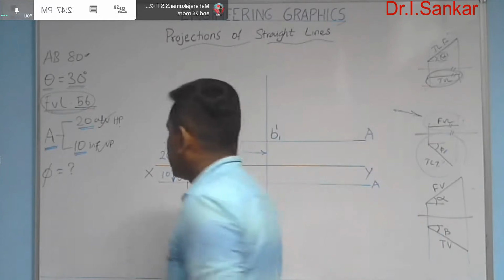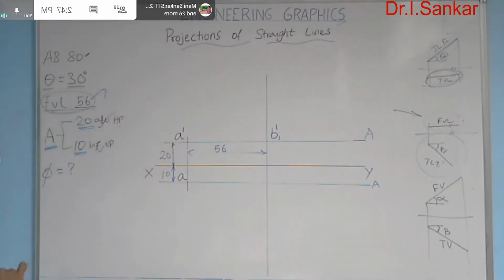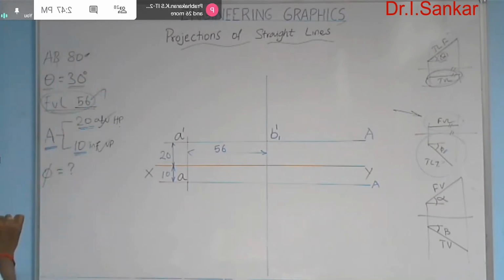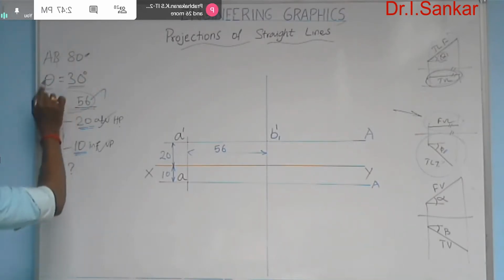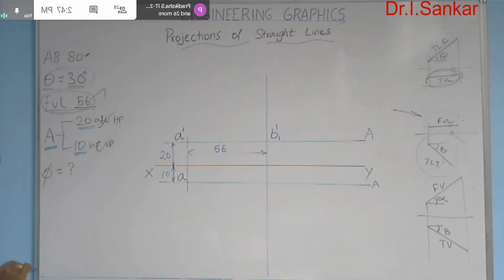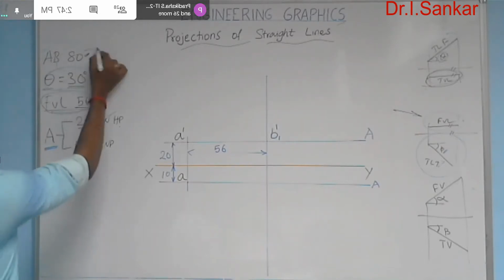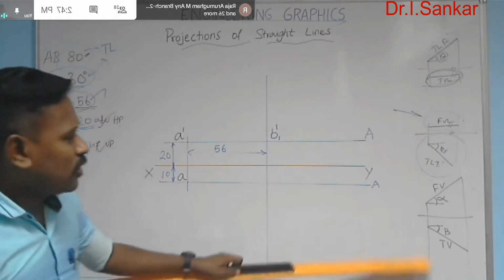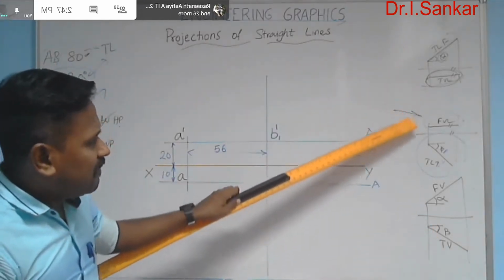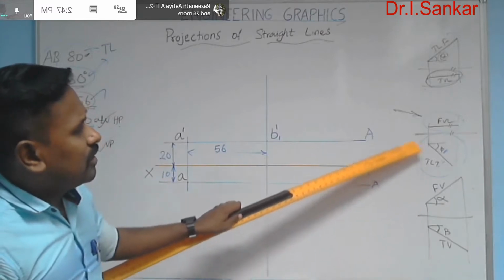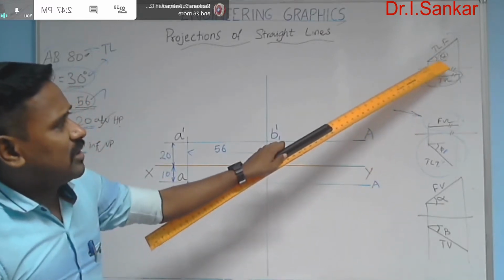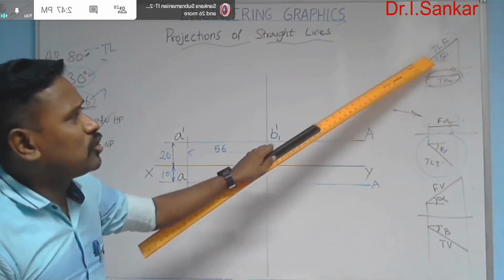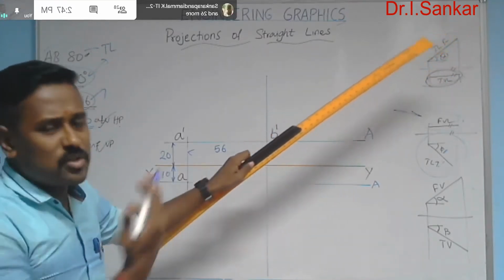Okay, and that data also I just used. The next data is AB 80, that is, the true length of the line is 80 and the angle of inclination theta is 30 degree, where you can use this true length and true inclination theta. Just look over the template where I can find the theta. Here is theta. At the same time, the theta can be used along with the true length only. The true length is also given, 80 mm.